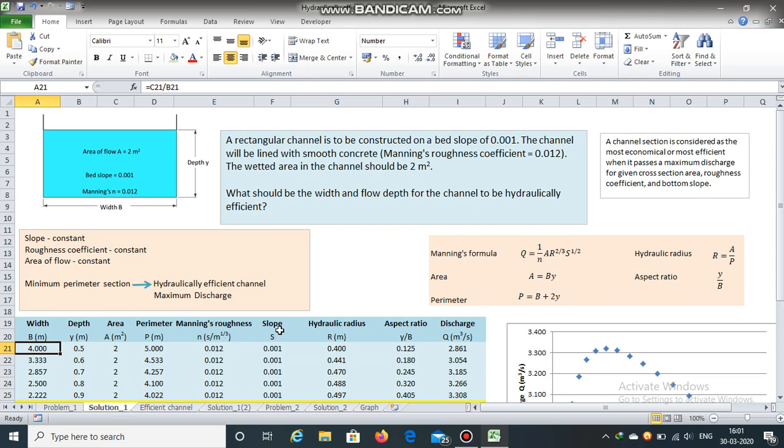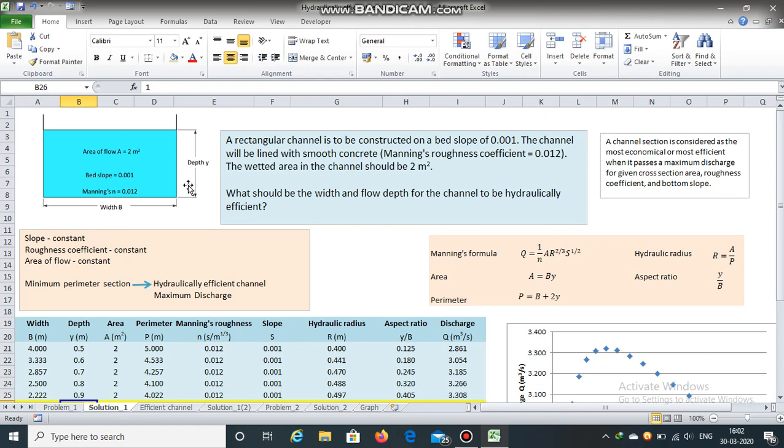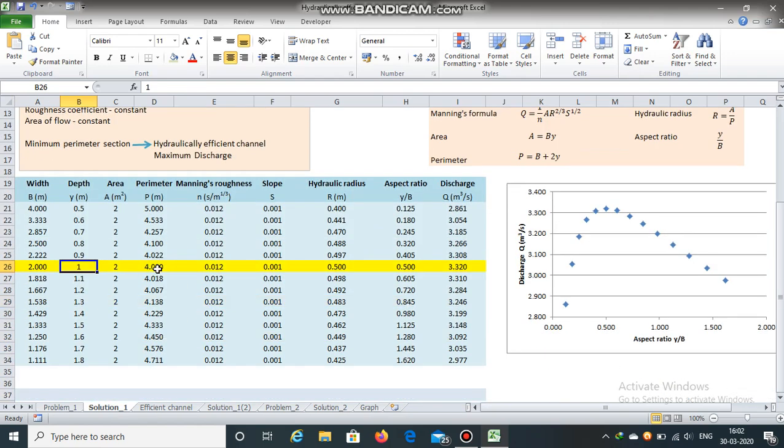Here area is constant, slope is constant and Manning's roughness coefficient is also constant. Now we have changed the values of depth and width in such a way that area remains constant. For the hydraulically efficient channel, discharge should be maximum and perimeter should be minimum. Here, for width of 2 meters and depth of 1 meter, we found that perimeter is minimum and discharge is maximum.